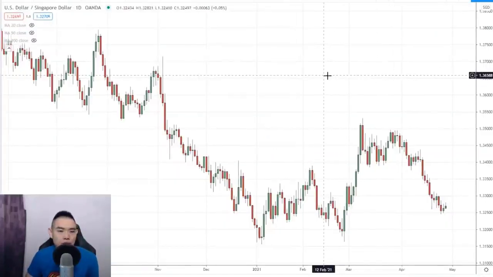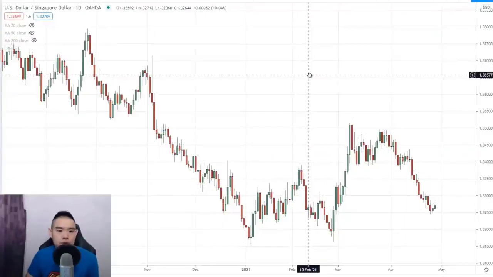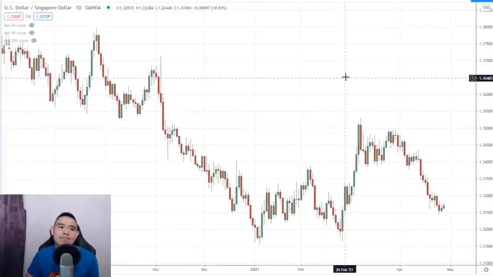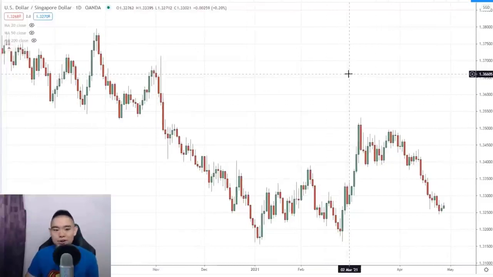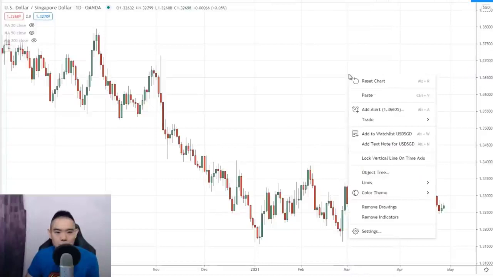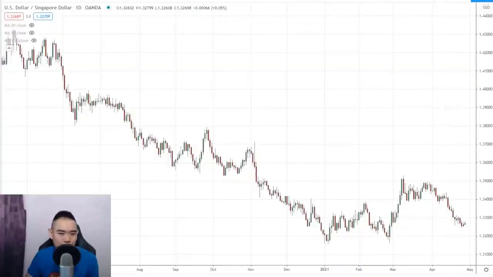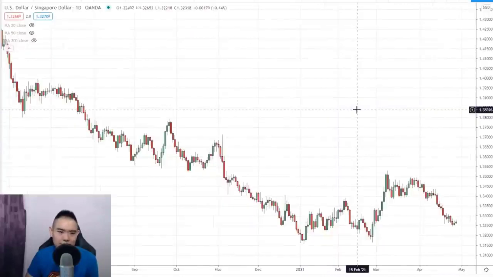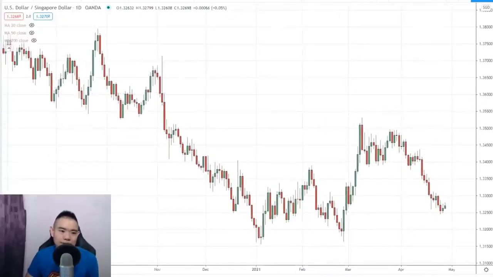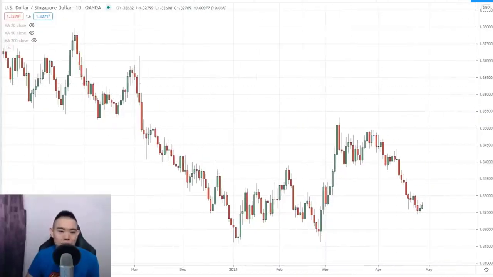This one, dollar USD against Singapore dollar. If you look at this, is this in a downtrend or is this in a range? If you zoom out your charts, you can see that this one long-term is in a downtrend. But if you zoom in a little bit like this, you would say that this is not exactly a downtrend. This seems like a little bit more of a range. And I would say you're not wrong.